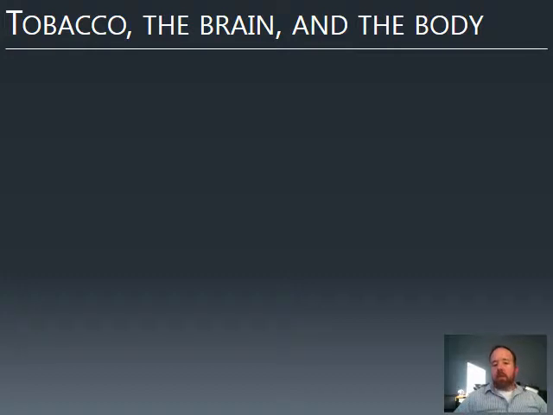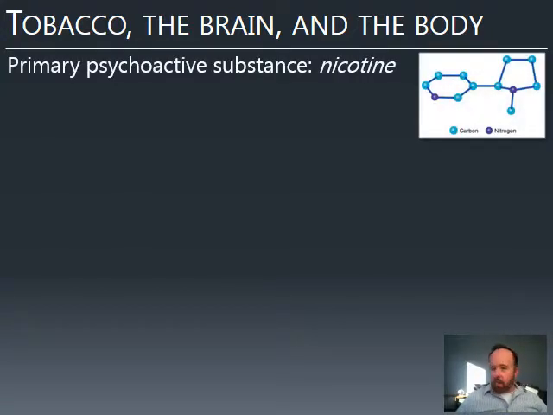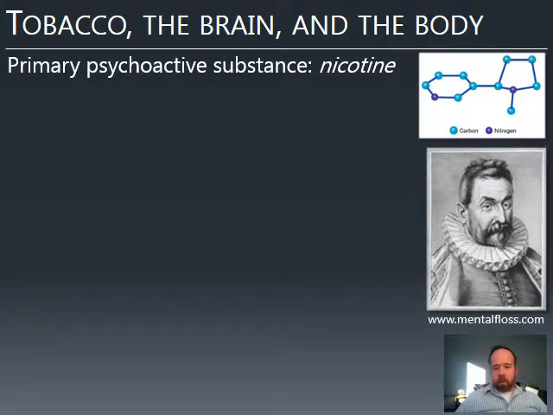Okay, so those are the forms of tobacco. But the question is, how does tobacco get into the body, and how does nicotine have its effects once it's in the bloodstream? We've already mentioned, and most of us already know, that the primary psychoactive substance in tobacco is nicotine, which is this molecule shown here on the right. It's named after Jean Nicot, who was a Frenchman. As you can see, the genus for tobacco, Nicotiana, is also named after him. These are all derived from his name.